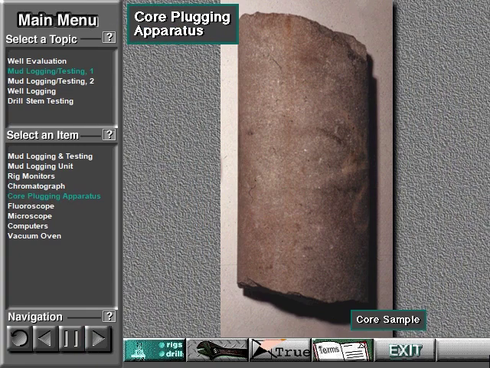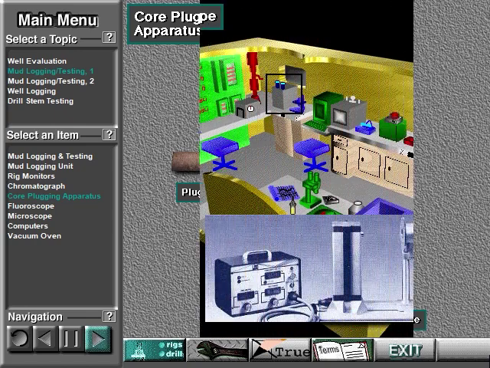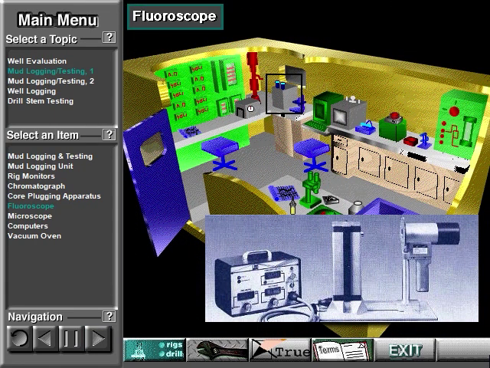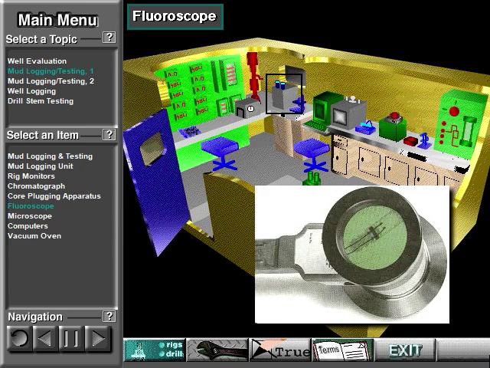The core plugging apparatus takes a small plug out of a core sample. The mud logger can analyze the plug to get an idea of what the larger core sample may contain. A fluoroscope contains an ultraviolet lamp. When the mudlogger or geologist puts cuttings or a plug under the fluoroscope, the cuttings or plug glow or fluoresce if they contain hydrocarbons.